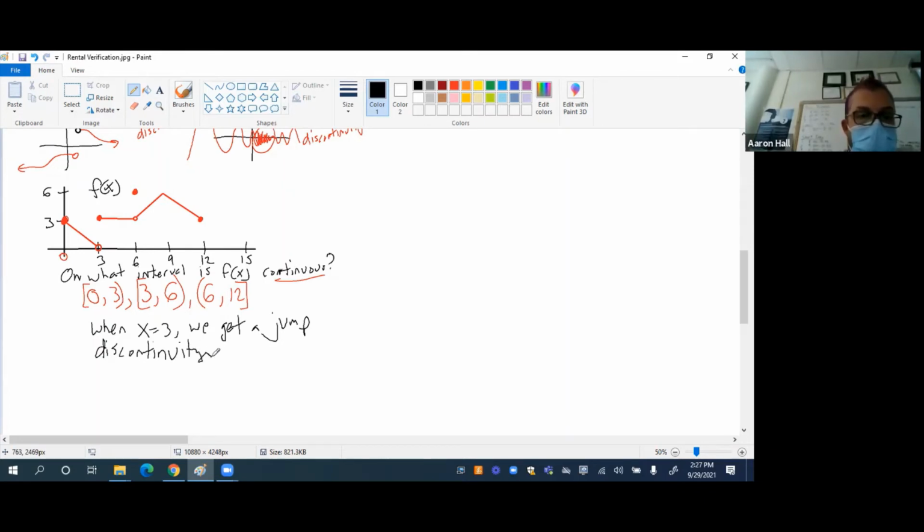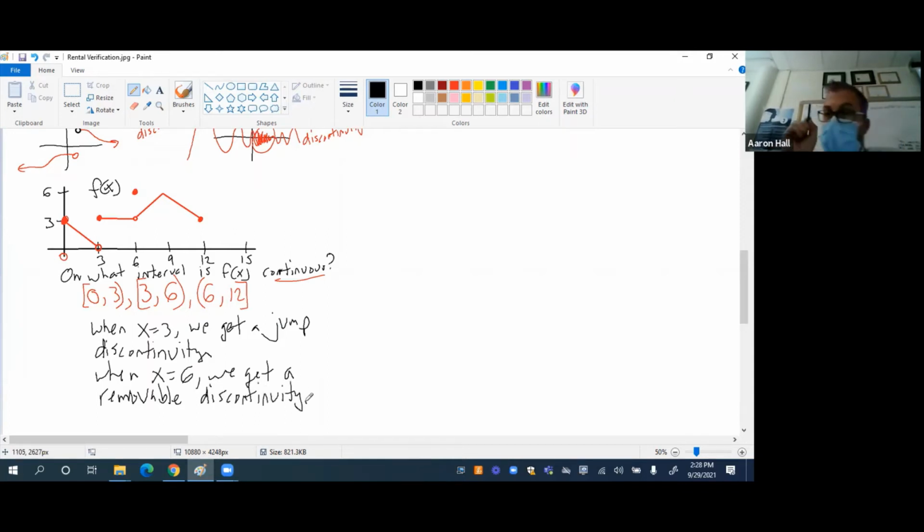What about when x is 6? We get removable. Why is it removable? Because we plugged in 6. Yep. If it's a single dot that's missing, then we call that a removable discontinuity.